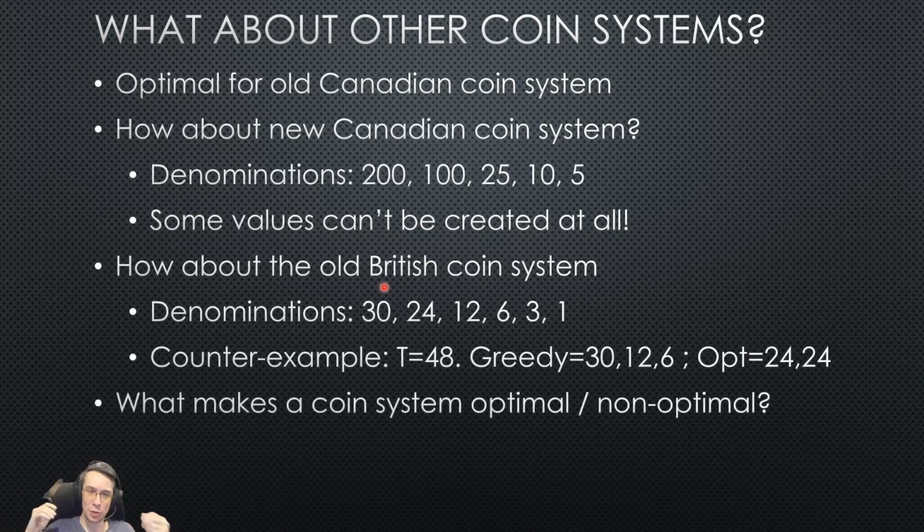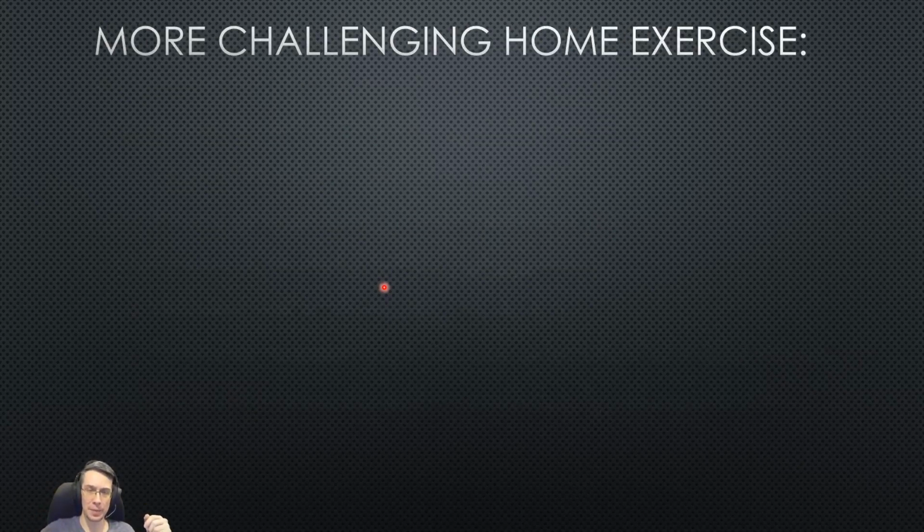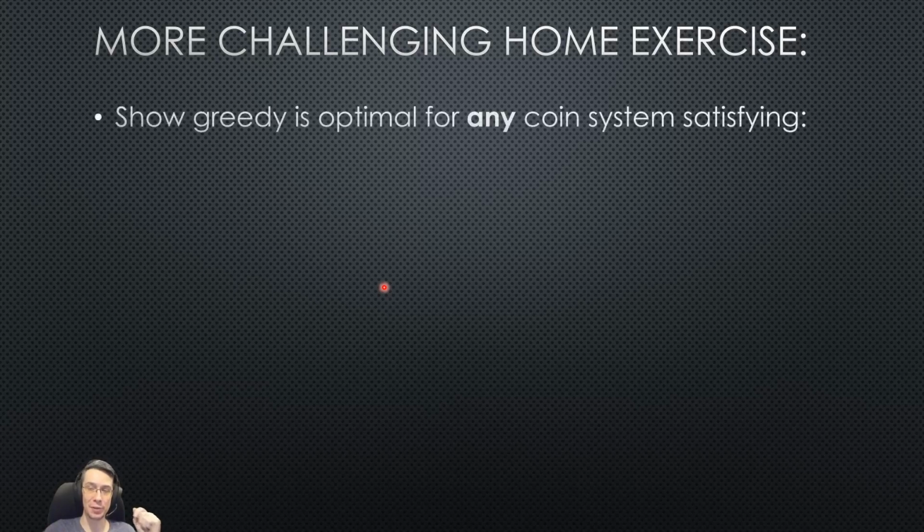Now, we've seen two coin systems, the old Canadian coin system with pennies and the old British coin system, where we can produce all types of output feasibly because we have a unit value, but one of them is optimal and one of them is not. What makes a coin system optimal or non-optimal for this algorithm? I don't have a solid answer for you. I haven't done enough research into this problem. The research that I have done leads me to a more challenging home exercise for you guys. So greedy turns out to be optimal.